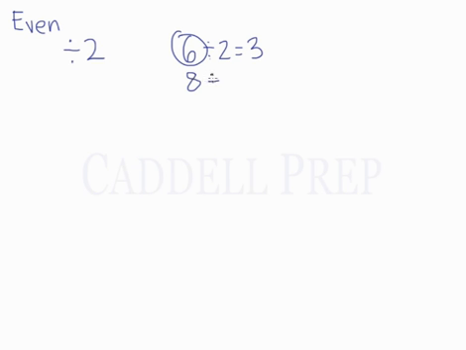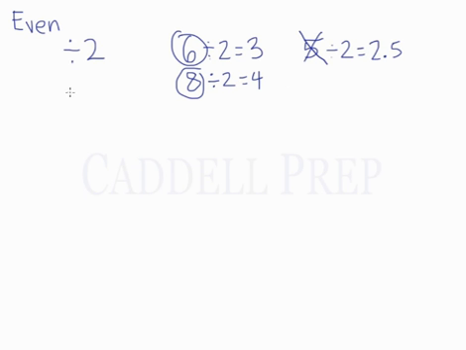8 divided by 2 is 4. Again, we get an integer answer, so that means that 8 is even. If we did 5 divided by 2, we would get 2.5. This is not an integer, so 5 isn't divisible by 2, so it's not even.